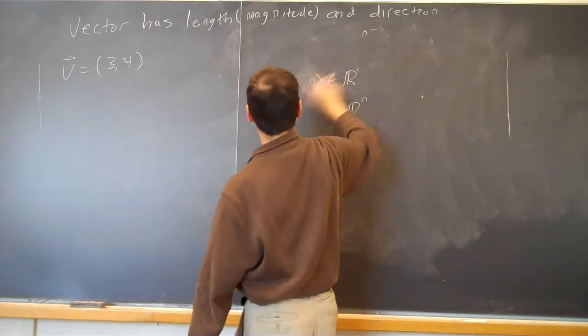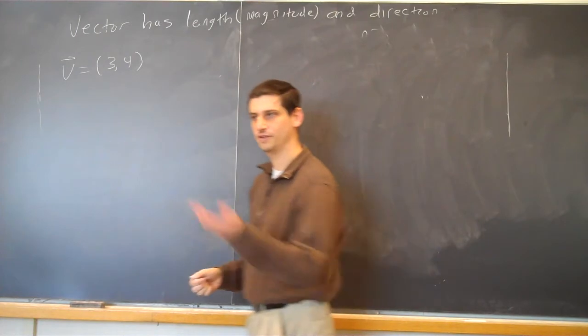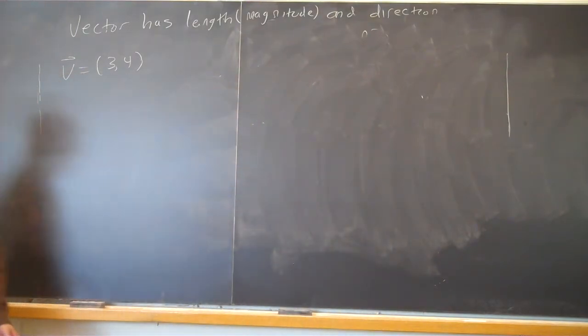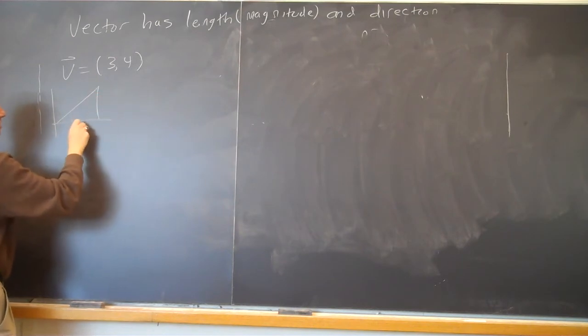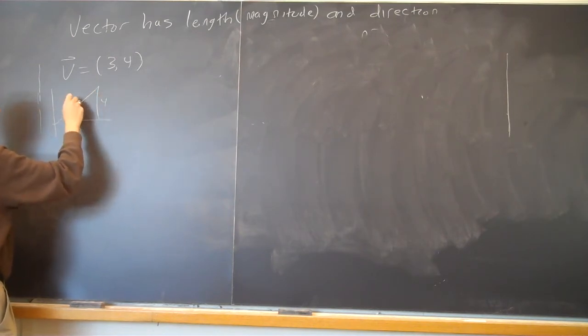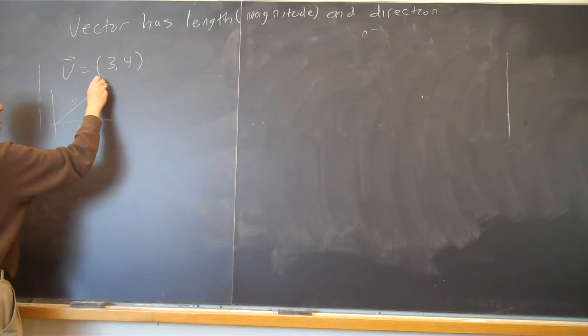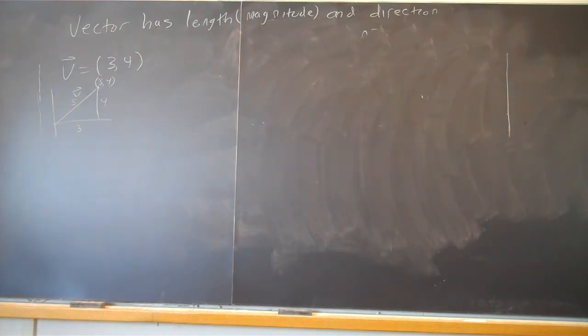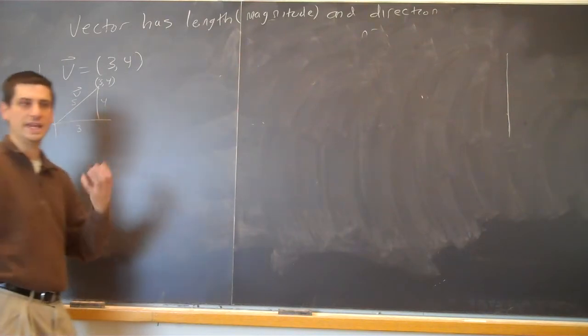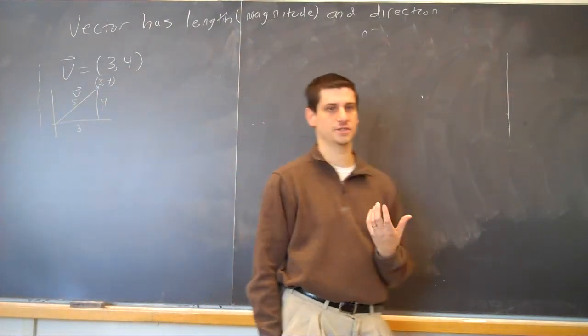So we're talking about lengths now. Why do you think I like the vector 3, 4? Because it forms a 3, 4, 5 right triangle. It forms a 3, 4, 5 right triangle. So here's 3, here's 4, here's 5. And so if I give you the vector 3, 4, we know its length. So the idea is we can get lengths of vectors through Pythagoras.